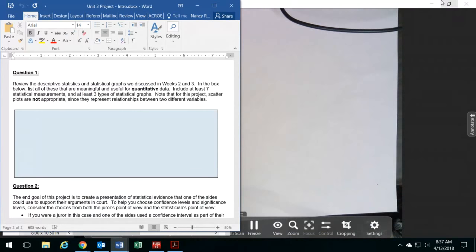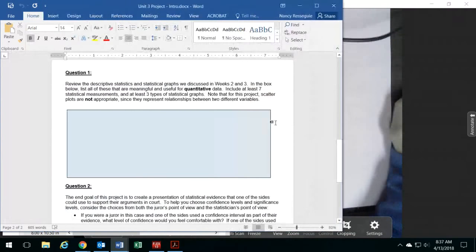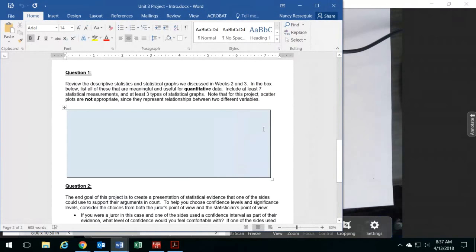So to start with, if we're looking at this intro assignment, on question 1, this is going back to what we talked about back in chapters 2 and 3. So actually it was probably weeks 3 and 4 instead of what it says there about weeks 2 and 3. But anyway, this is just asking you about different types of graphs and different types of statistics that are meaningful and useful for quantitative data.